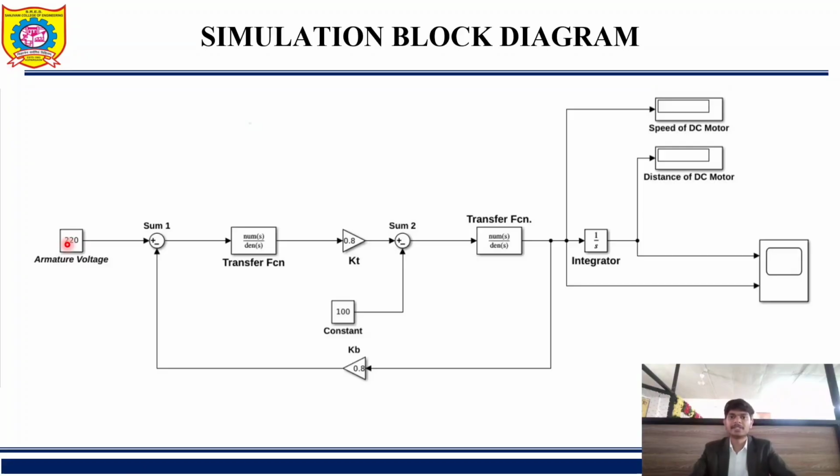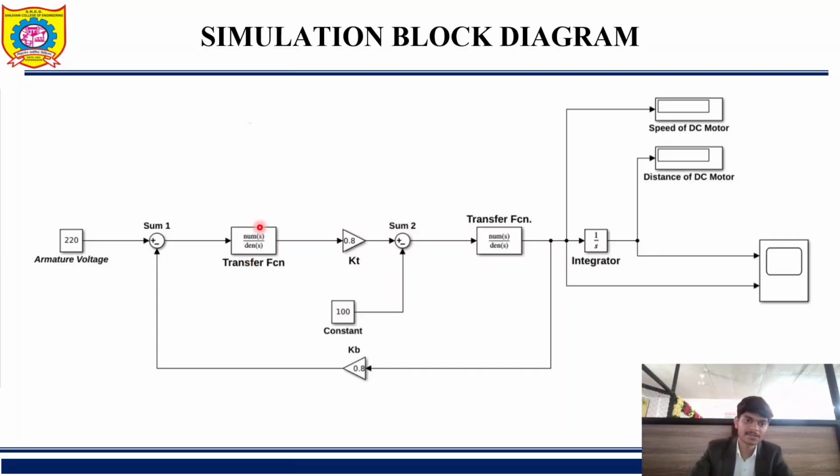Hello everyone, I am from TY Electrical and I am explaining the simulation of the block diagram. This is our block diagram. First we require the armature voltage. We give the 220 volt input voltage. This is the supply to the DC motor. Then we require the sum block for the voltage equation. It subtracts the back EMF from the input voltage.